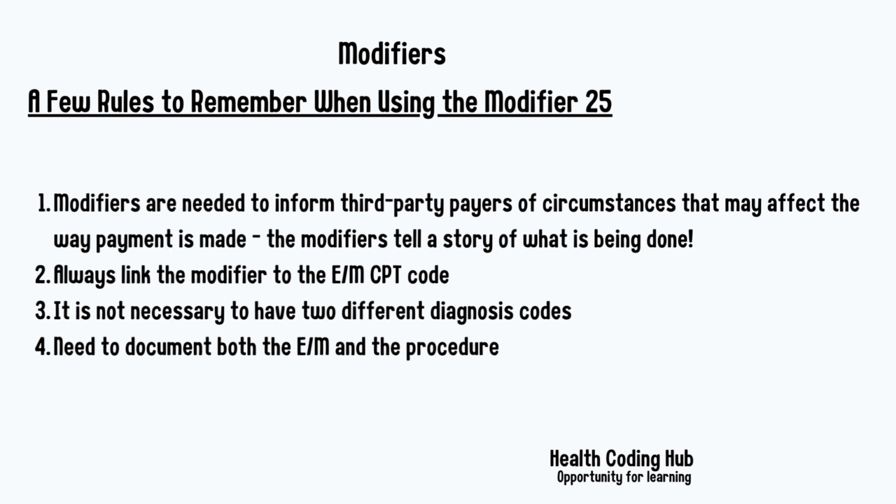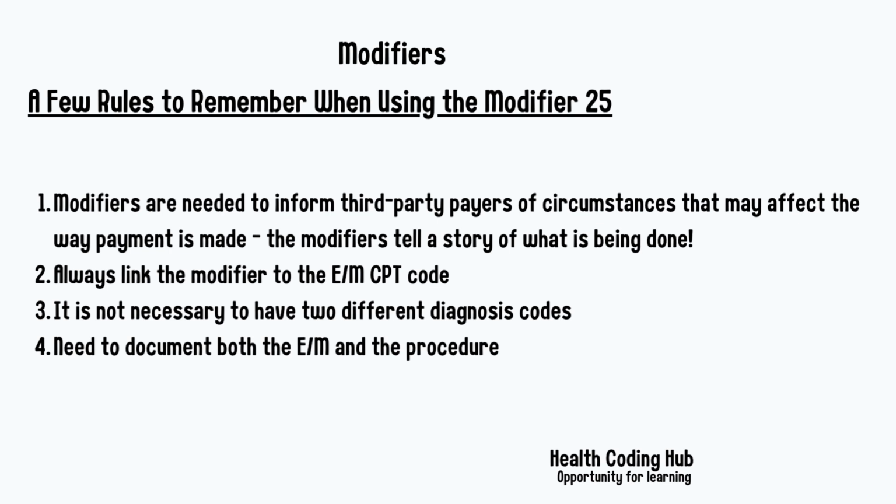The next rule for the E&M modifier is to always link the modifier to the E&M CPT codes. So dear friends, as we know, modifier 25 is designed only for the E&M CPT codes. So whenever we are assigning modifier 25, we always need to make sure that we are assigning it with the E&M CPT codes. We should not assign it with the procedure code.